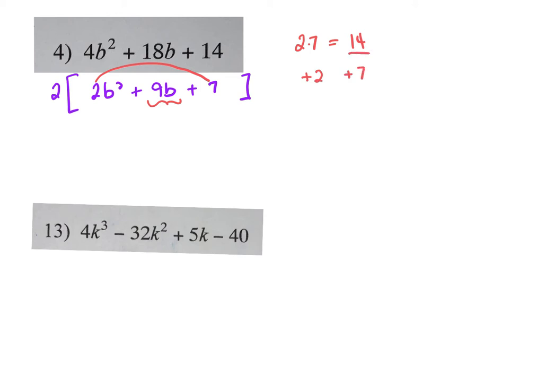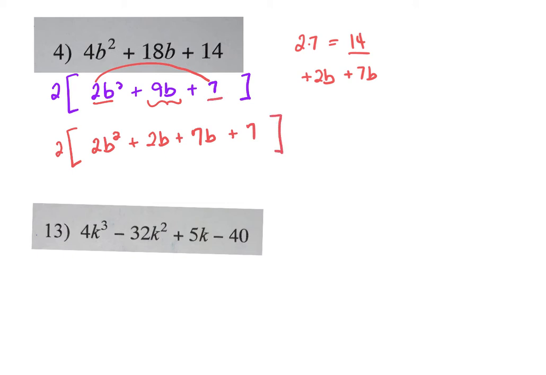So this is where I'm going to split this middle term. I'm going to leave the first term alone, 2b squared. The middle term is now going to be 2b and 7b. So 2b plus 7b. And then I add that last term. I leave that alone as well.